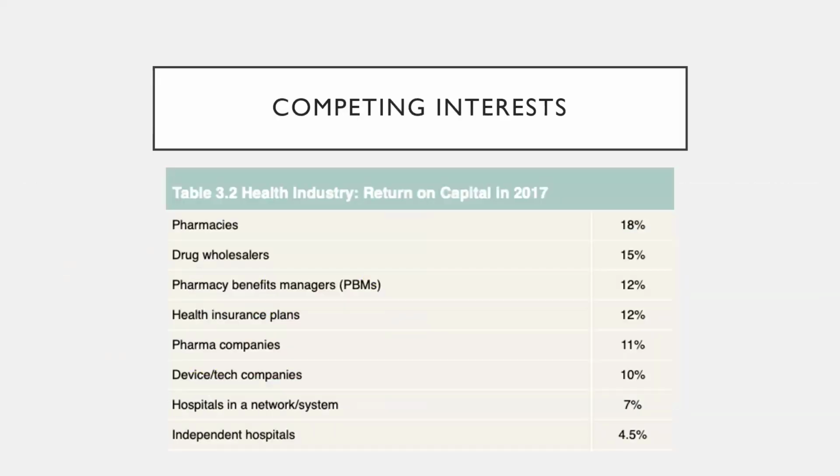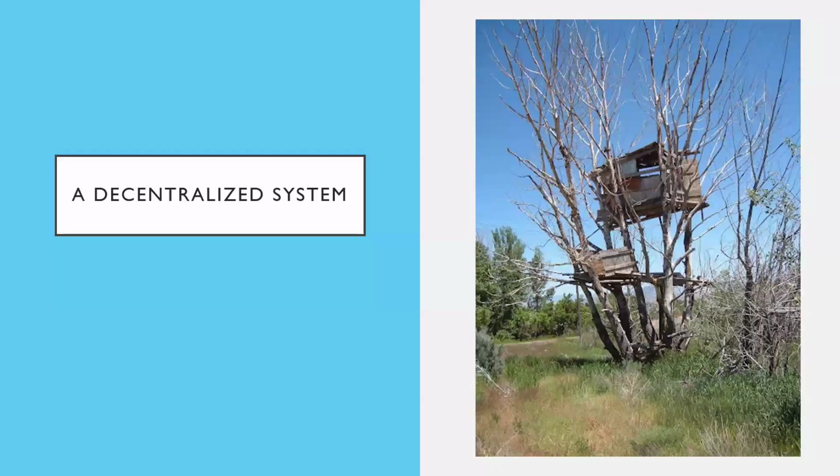So what we're left with is a bunch of competing interests. These are return on capital in 2017 for each one of these groups: pharmacies, drug wholesalers, health insurance, pharma companies, tech and device companies. And everyone is negotiating to try to get the best deal for themselves. Oftentimes, the patient isn't necessarily involved in a lot of these, which requires some government regulation to control. And in the US, we have a very decentralized system.